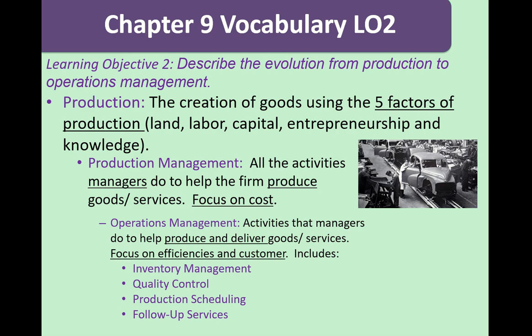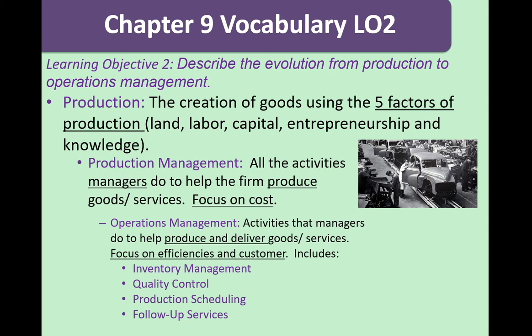Now, what the heck is production? What is production management and what is operation management? Well, production is the creation of goods using those 5 factors of production that we learned in Chapter 1: land, labor, capital, entrepreneurship, and knowledge.